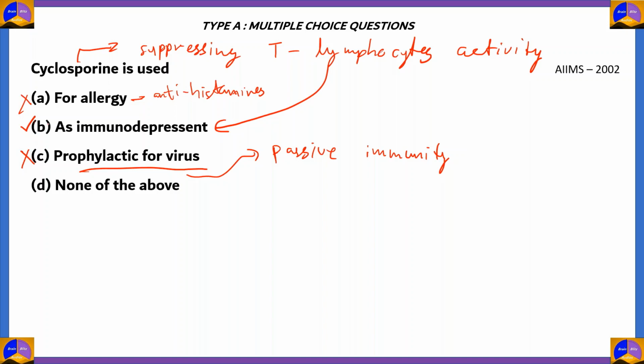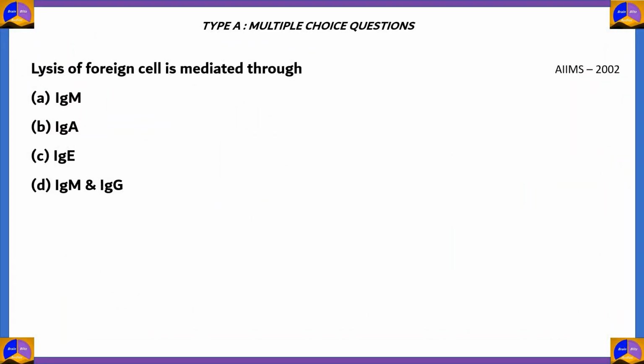And since option B is right, we can safely conclude that option D is incorrect, because option D states none of the above, but we know that B is correct. So now let's go on to the next question.